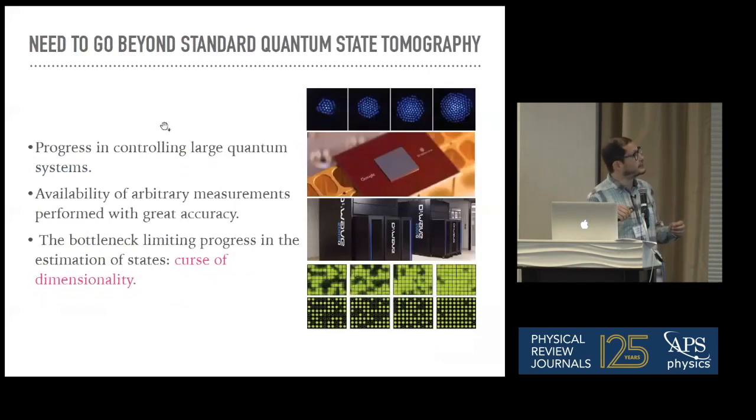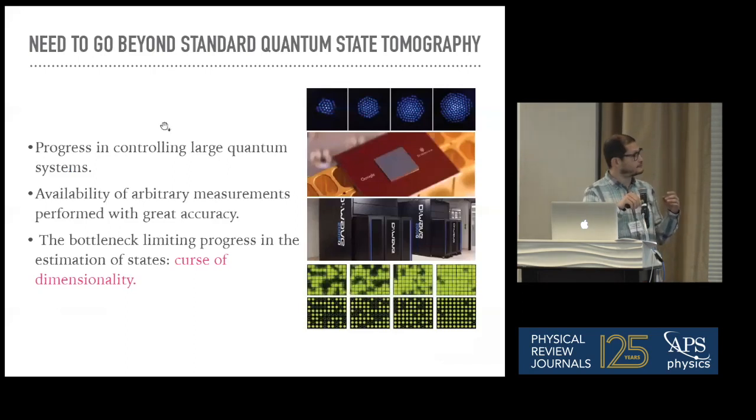And the idea is that we need to go beyond the standard quantum state tomography because there's a lot of progress in controlling large quantum systems, right? And so here I have several examples. I have cold ions, I have superconducting qubits. So I have here the chips by Google and D-Wave.